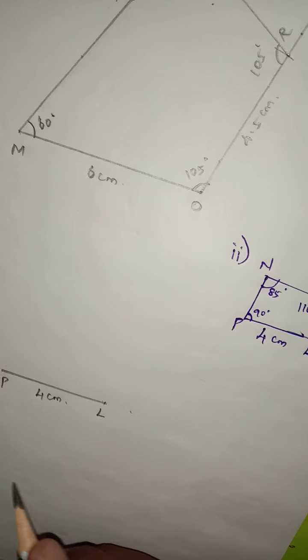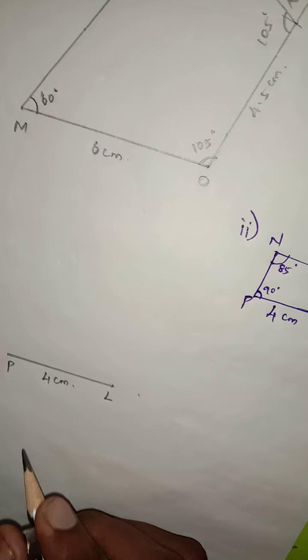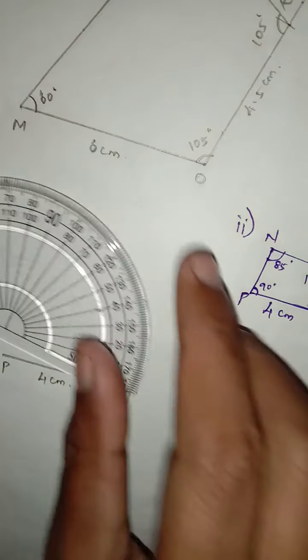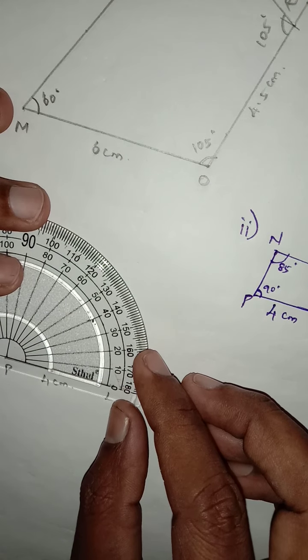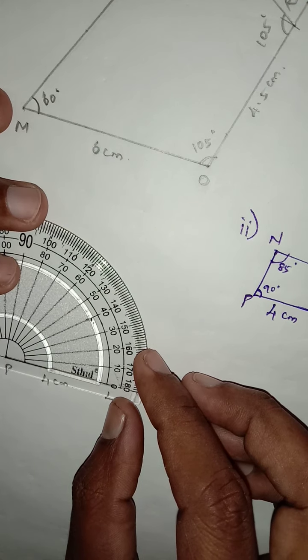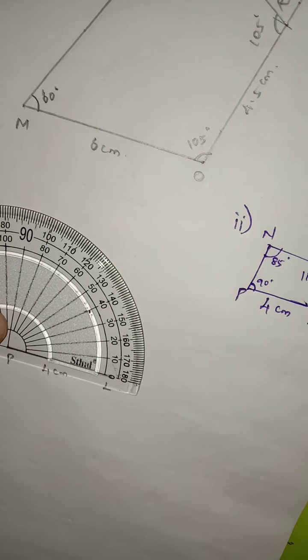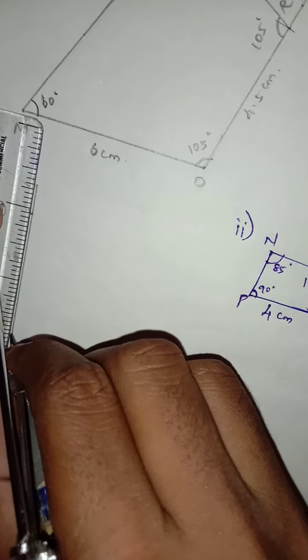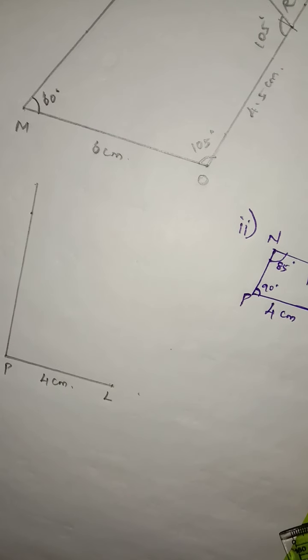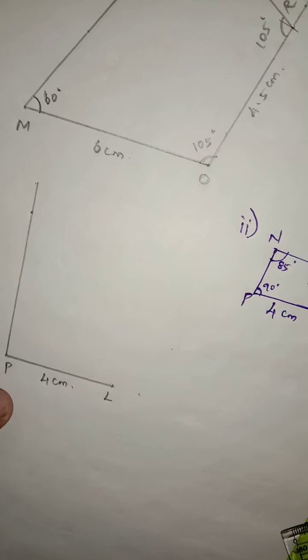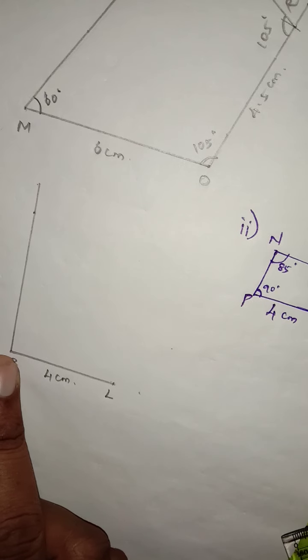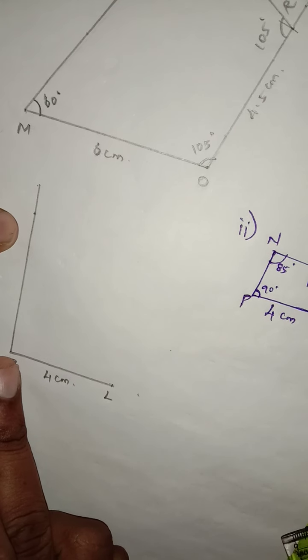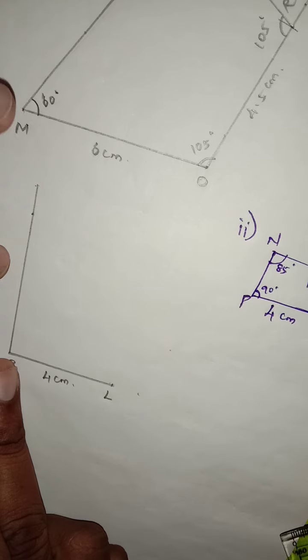After that we want to concentrate on the angle. So on P we want to take 90 degrees. You know how to use protractor. I taught you how to use protractor in the previous video. So this is 90 degree. Just join this. Next, from here we need a point called N, but we don't know this measurement.